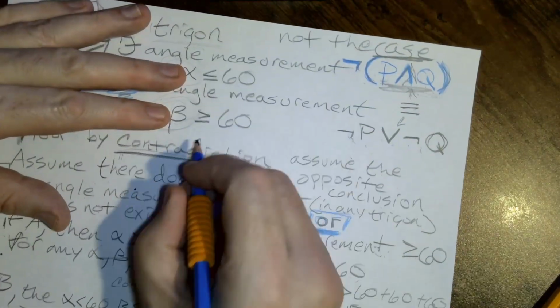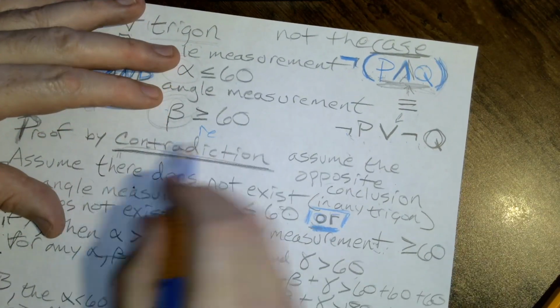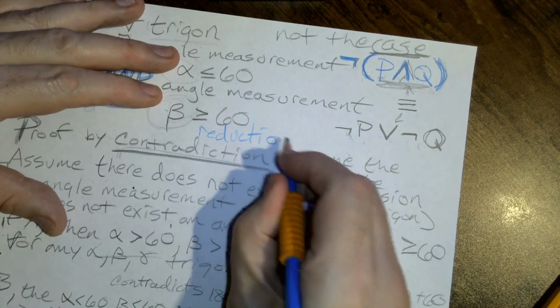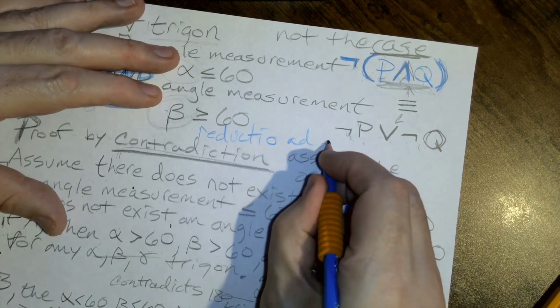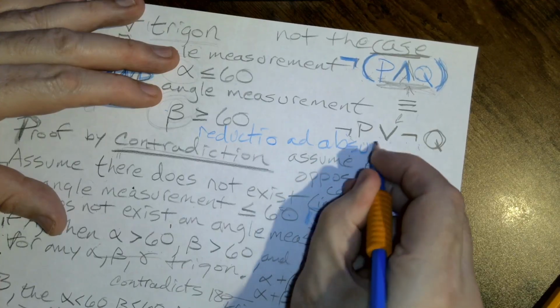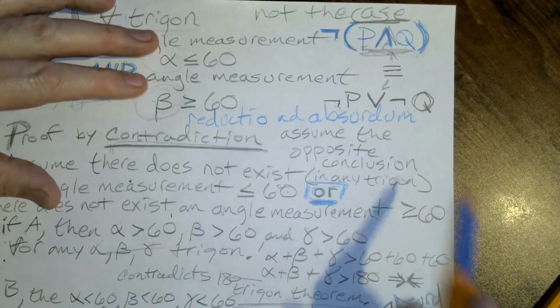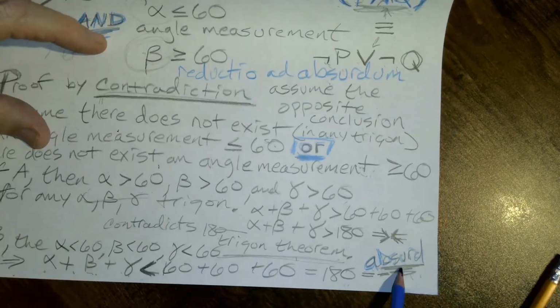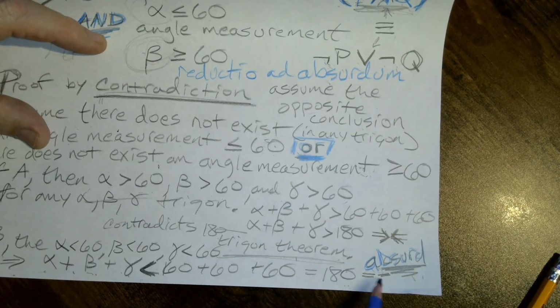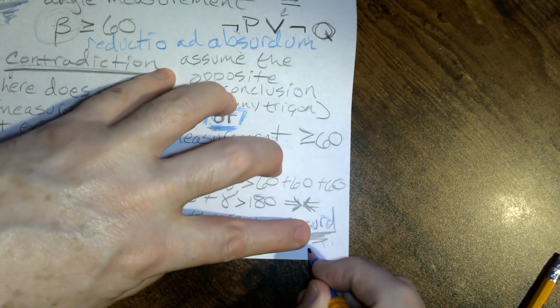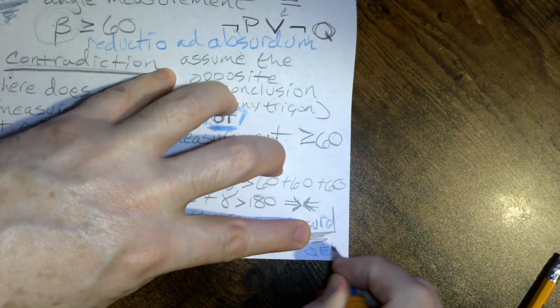I think it's called reductio, proof by contradiction is reductio ad absurdum. So they really use something like absurdity. So we get an absurdity. That's crazy. That's to be proved.